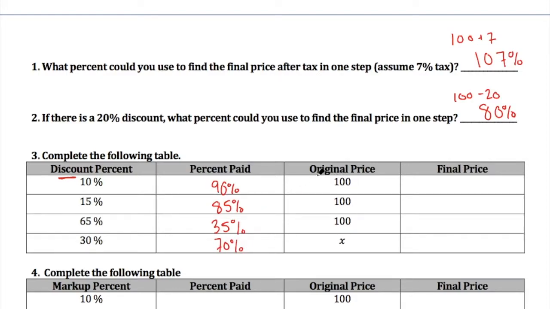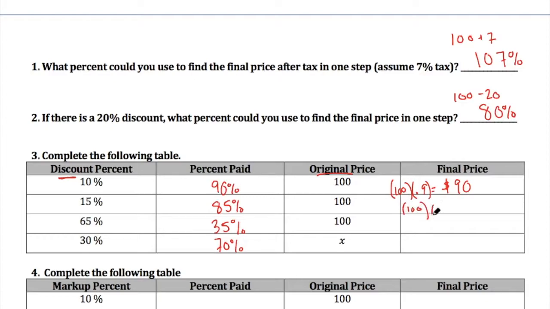Now what happens if the original price of these items was $100? If it was $100 and you're paying 90%, well, you're going to be paying $90. How did we come to that? We could look at this as 100 multiplied by, not 90, but 90 as a decimal, which would be 0.9. And 100 times 0.9 gives us our 90.